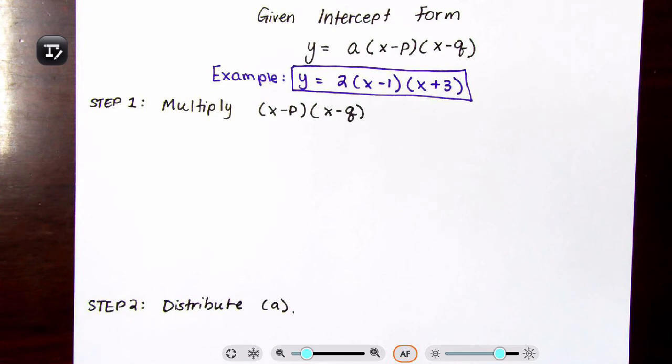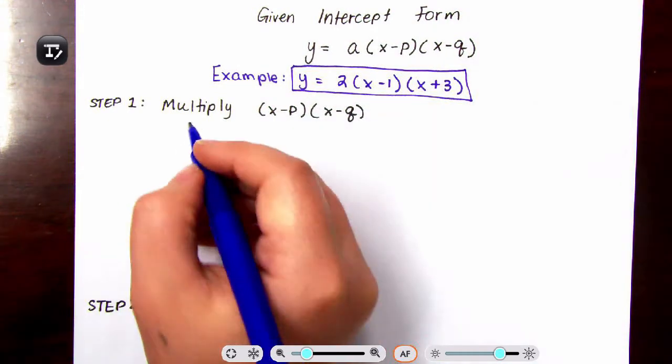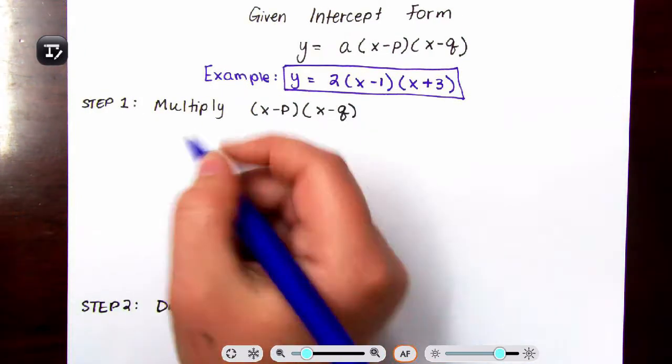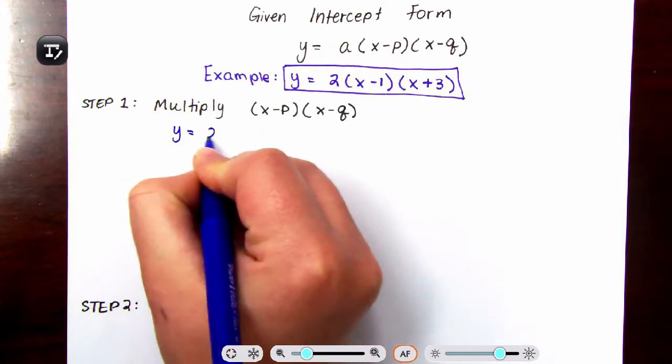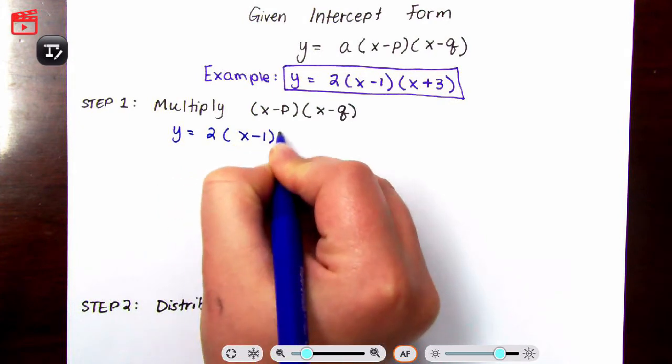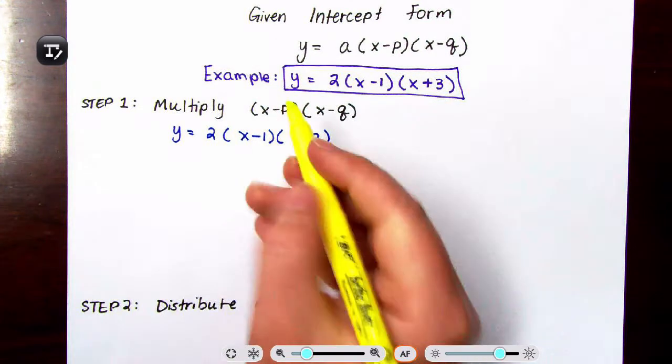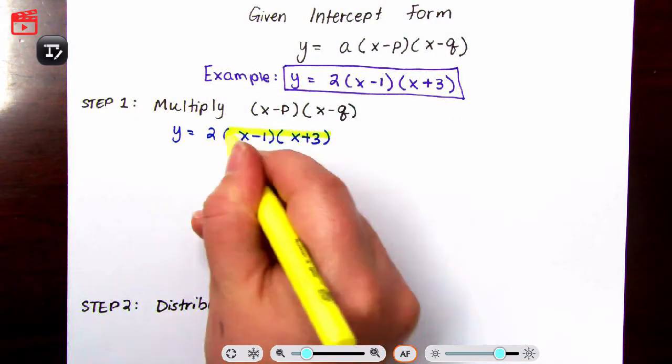Let's do that one more time for your equation given in intercept form. We want to write this in standard form. So step number 1 is you're going to multiply out your two bubbles. Now this is not squared, so we don't have to rewrite it multiple times. We're just going to do it once. So y is equal to 2 times x minus 1 times x plus 3. And again, I'm going to highlight this for you of what we're multiplying. We're going to multiply these two together.